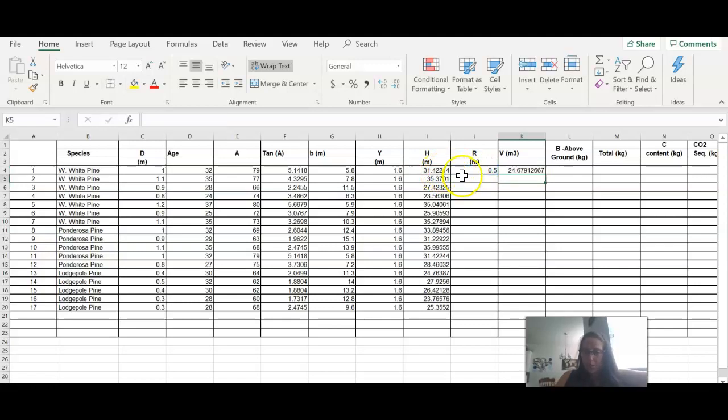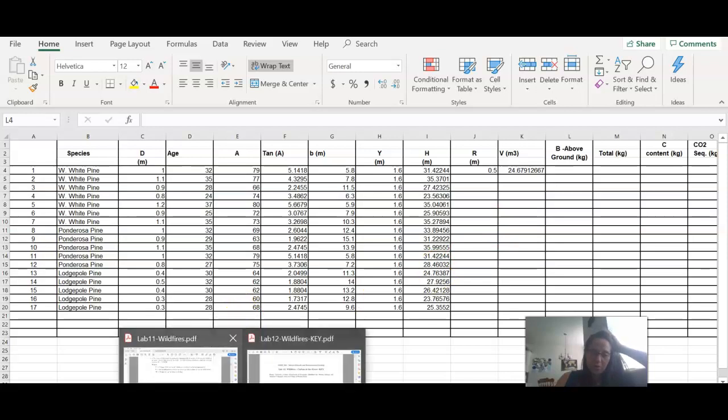Excellent. So the volume for that first tree is going to be 24.67 meters cubed. All right? Okay. So now let's go on. So remember again, you can draw these formulas down on the rest of the trees. All right, let's go to C.